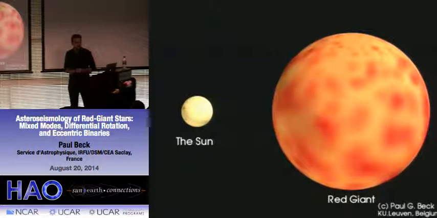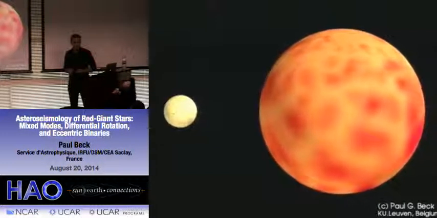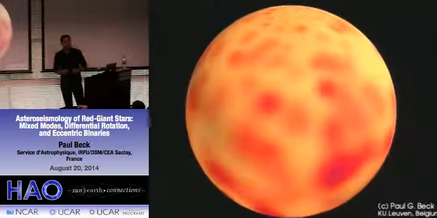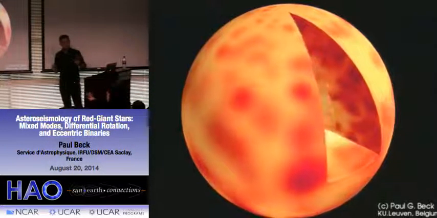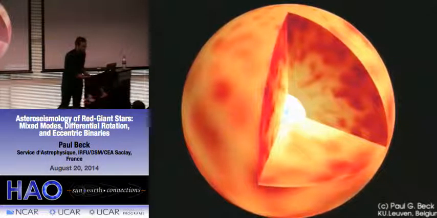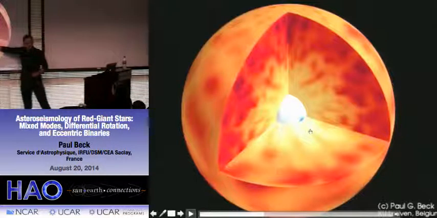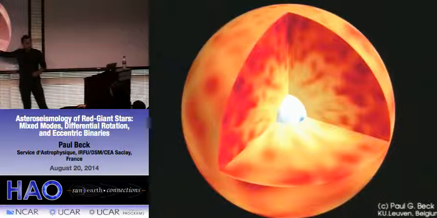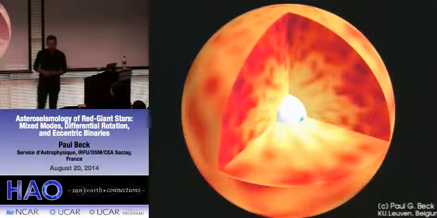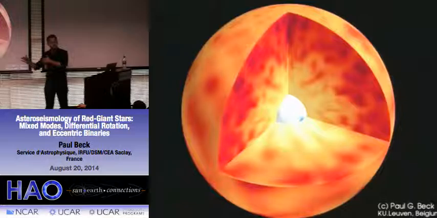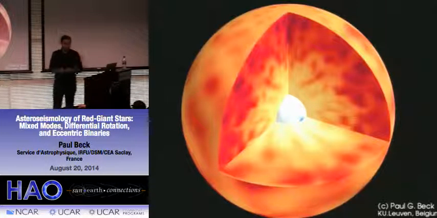How simple or complex are those models? Like, what other assumptions do we make? So we don't assume a gradient. We assume a step function. So basically, what we do is we say the envelope is rotating rigidly, the core is rotating rigidly, and then we just calculate based on that how the contribution is made to the modes. It's an average. It's the simplest you can do, but at least we have some indications.